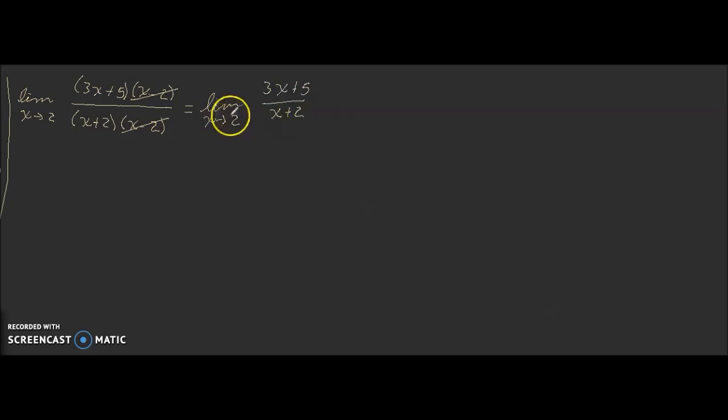Now I'm going to plug in the value of 2 for x. So this is equal to 3 times 2 plus 5 divided by 2 plus 2. 3 times 2 is 6 plus 5 is 11, divided by 2 plus 2 is 4. So 11/4. Now, this is an actual number, and this is a value that makes sense mathematically.